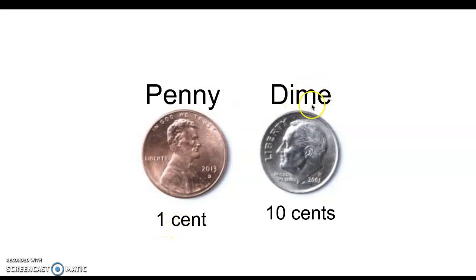Then we talked about the dime. The dime is smaller than the penny, but it is worth more. The dime has Franklin Roosevelt on the front and it has a torch with olive branches on the back. The dime is the smallest of the silver coins and it's worth 10 cents.